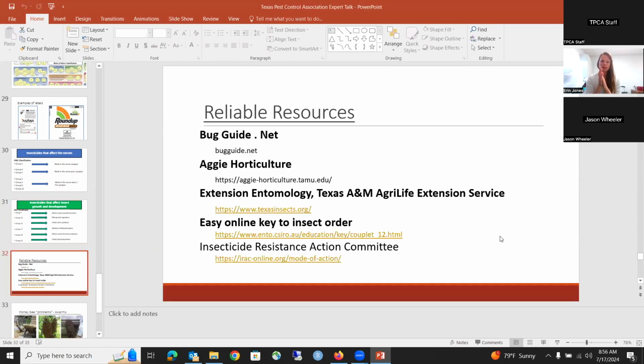So these are some resources that I use. There are some really great resources online. Here are some things that you can use.